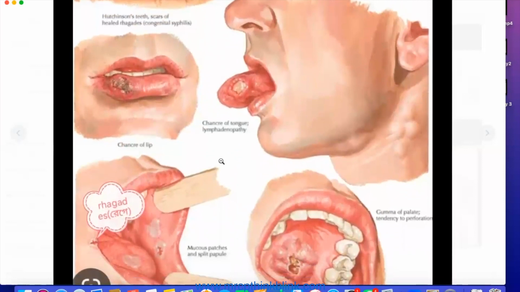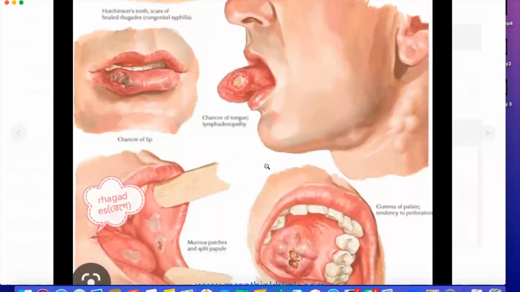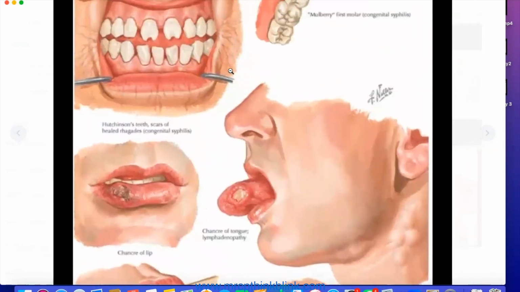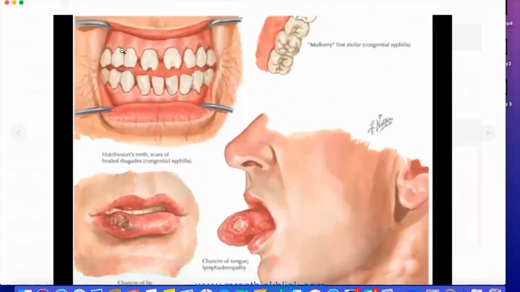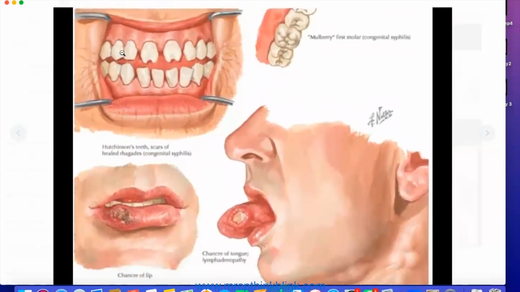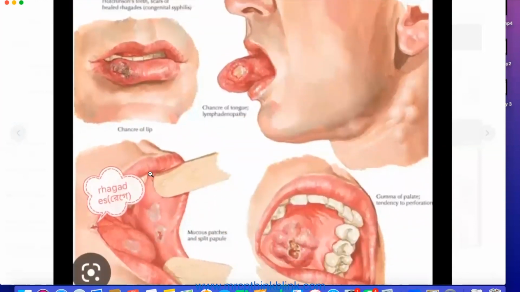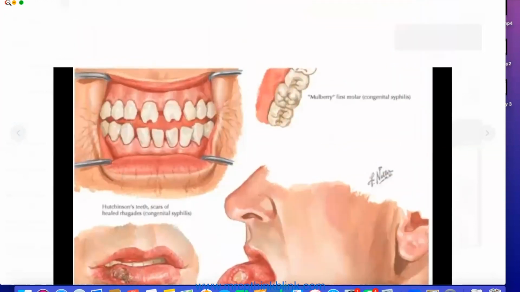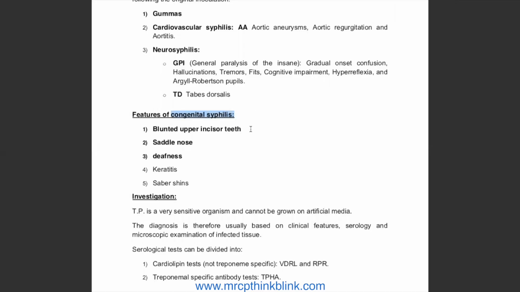This is important for part 2, because when I was reading, it was marked like there is a question still not tested. Maybe in other chapters they have mentioned the question. So the mulberry tooth was important, they mentioned it in a question and underlined it. The blunted incisor was also underlined, and the rhagades also underlined. So don't forget this one. This is congenital syphilis.